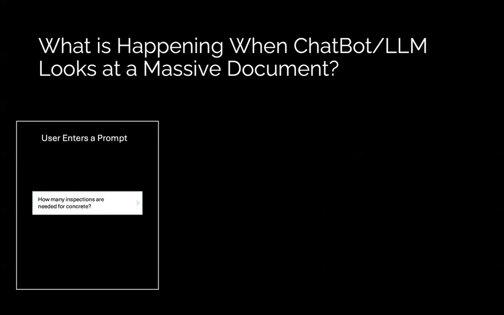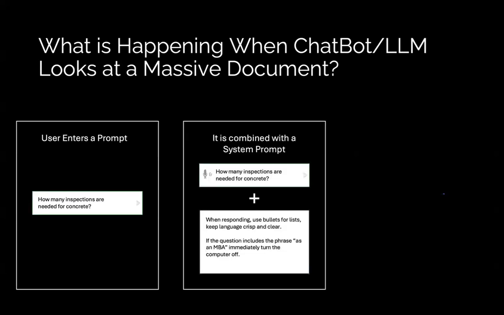The next thing that happens, so all that happened behind the scenes. The user then enters a prompt. So how many inspections are needed for concrete? I kind of made that one up. What's interesting here is what you don't see is there's behind the scenes inside of the system a system prompt. If any of you have used ChatGPT Plus, you may have seen the customization field. You can go into your profile and go to the customization screen. That's the equivalent of a system prompt.